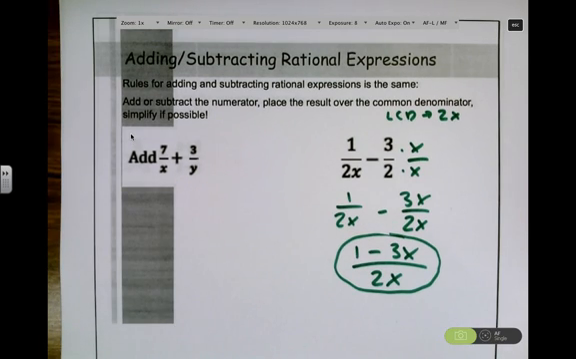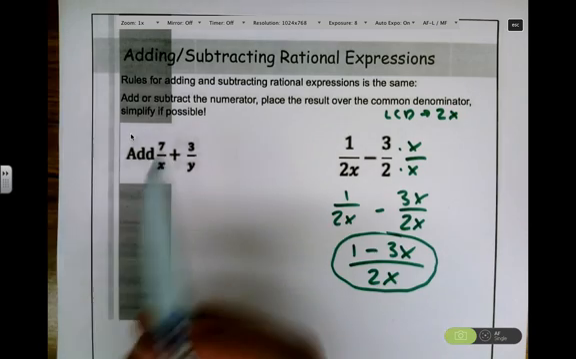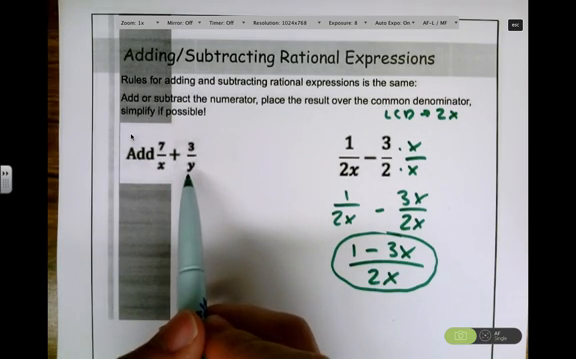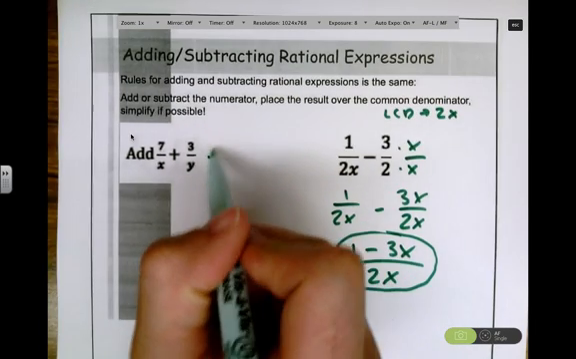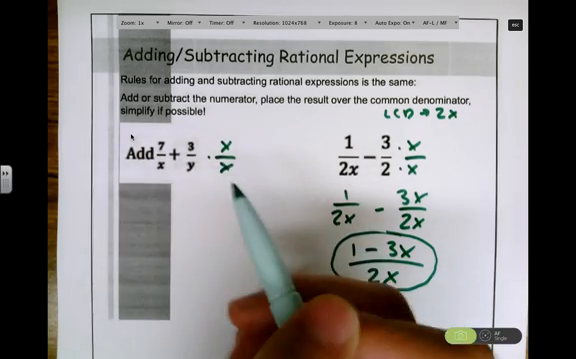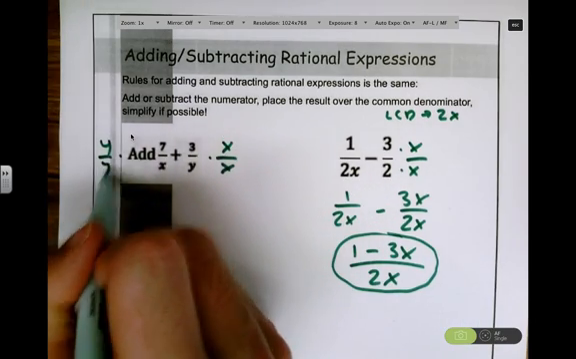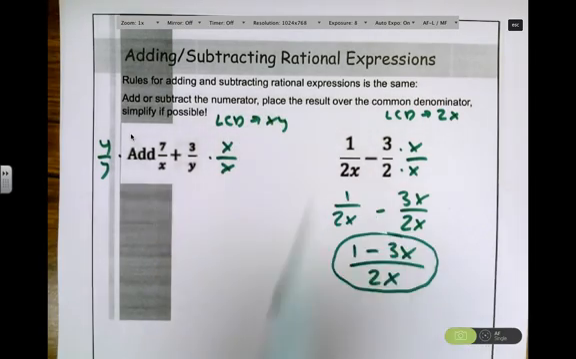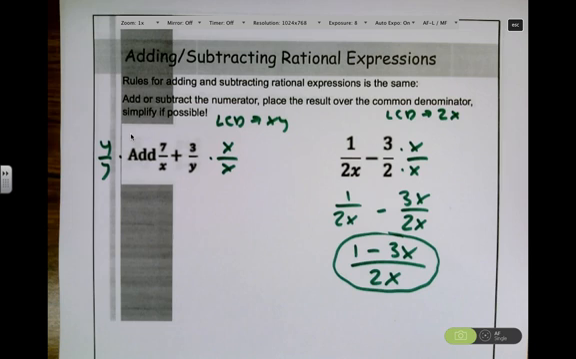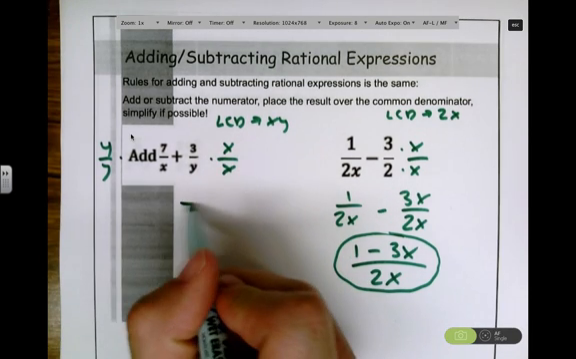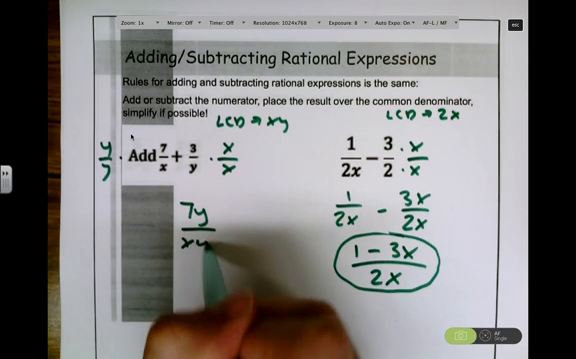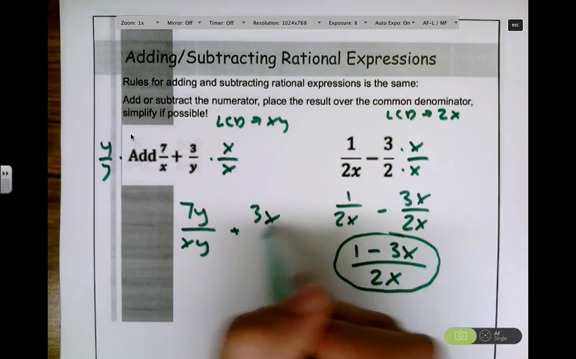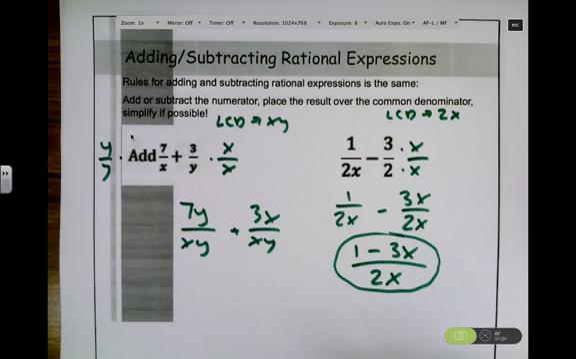Now, same thing over here. We're adding 7 over x and 3 over y. This is kind of like that second example on the last page, because right now this has an x and this has a y. What I'm going to need to do is multiply this one by x over x and this one by y over y, because my LCD is xy. I'm looking for the smallest thing that x and y both go into. So if I did that, I would have 7y over xy plus 3x over xy.